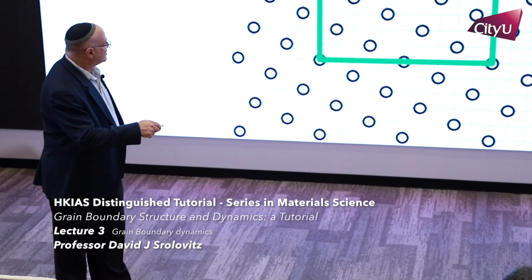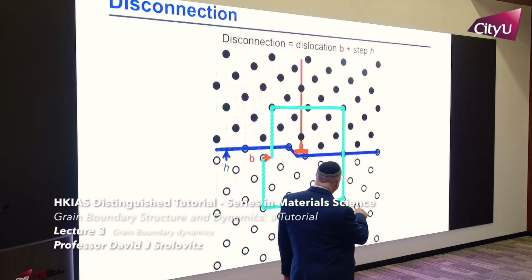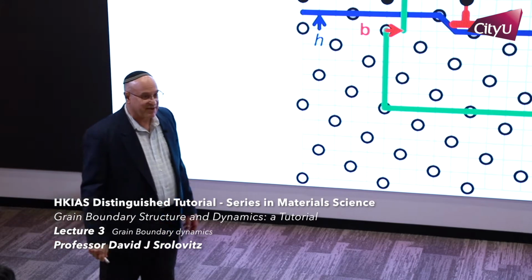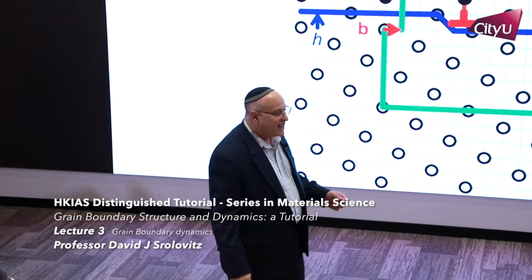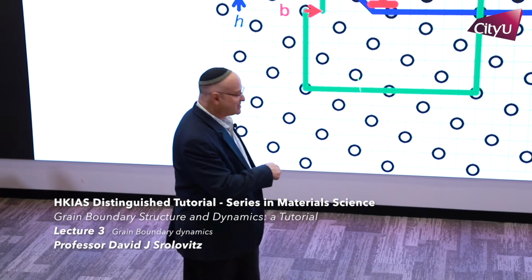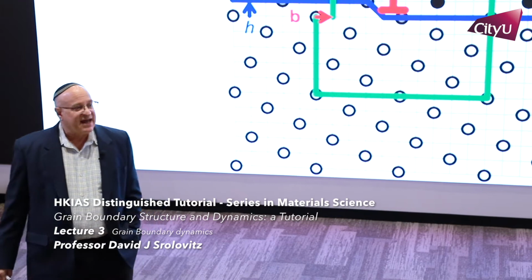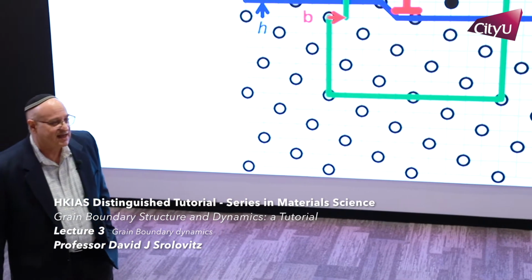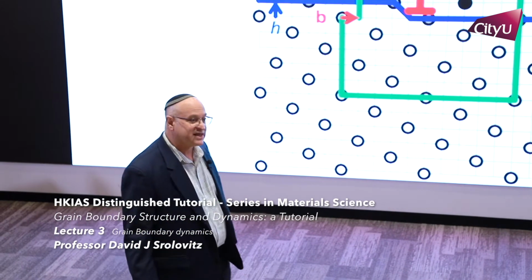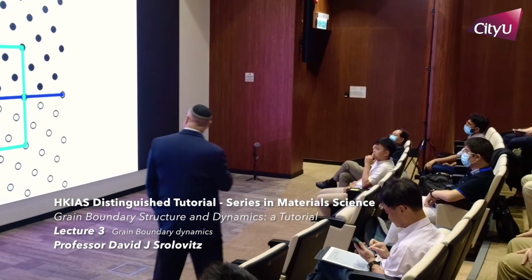But you can see that this plane of atoms here, this plane where the atoms are coincident, I've also introduced a step, okay? And so this kind of defect is not a dislocation. We call it a disconnection. And a disconnection is a defect that can only exist in the bicrystal, so therefore only in the grain boundary.